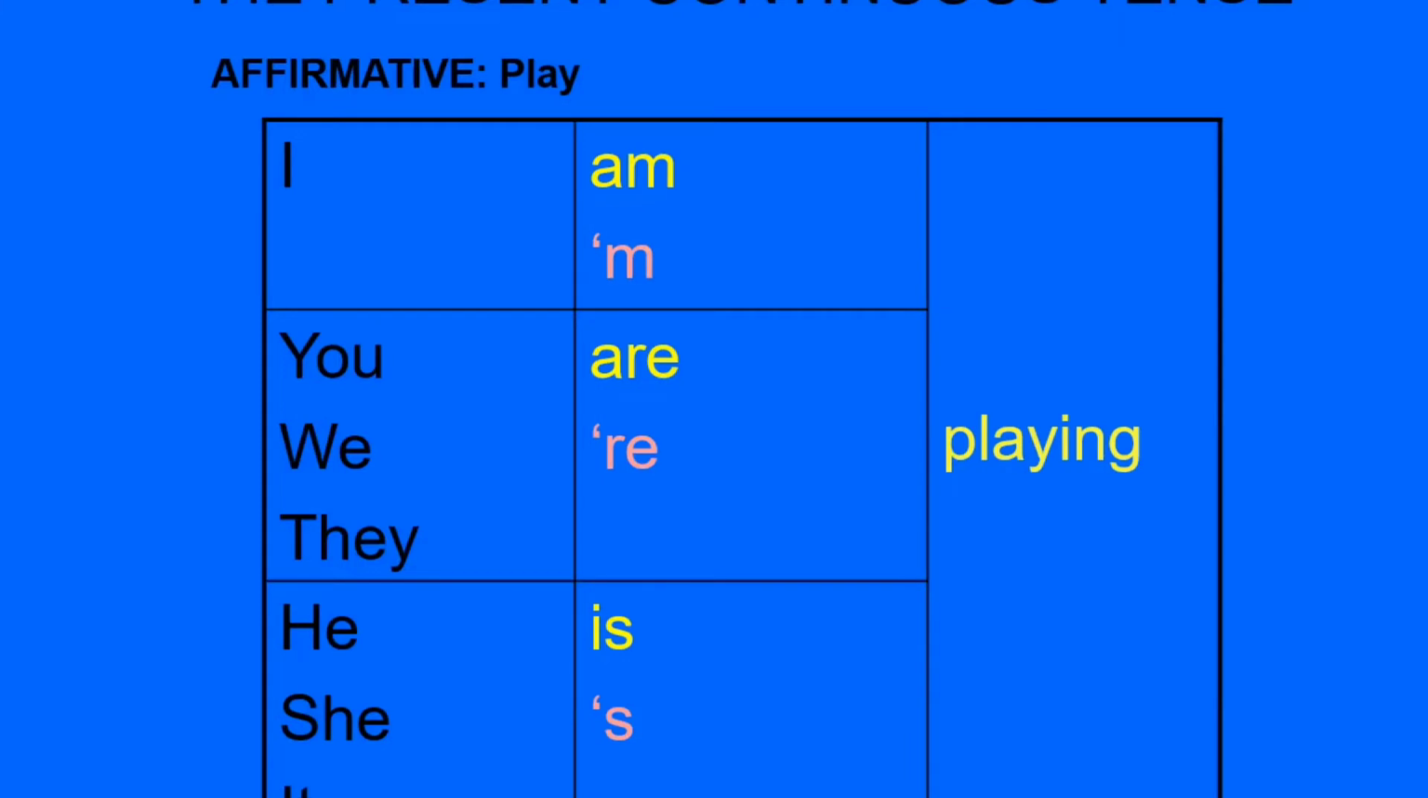Now, if you look at the importance, if there is a singular first person pronoun, that is I, I'm going to use am. But if there is he, she, it, I'm going to use is. And if there is second person pronoun, that is you, then I'm going to use are. And for plural pronouns, I'm going to use are.